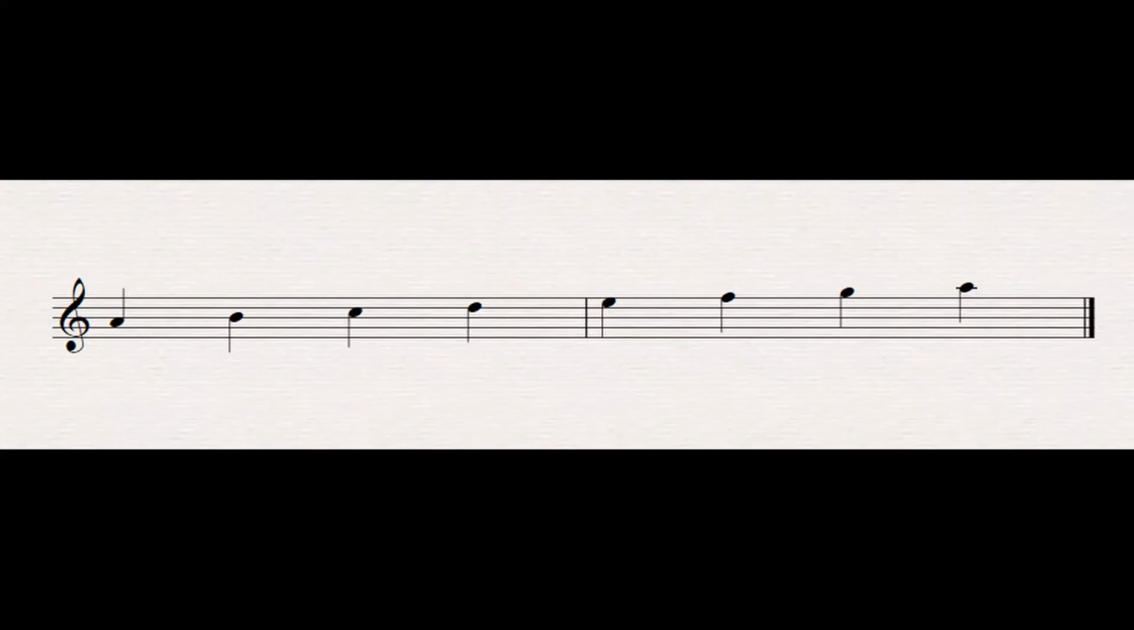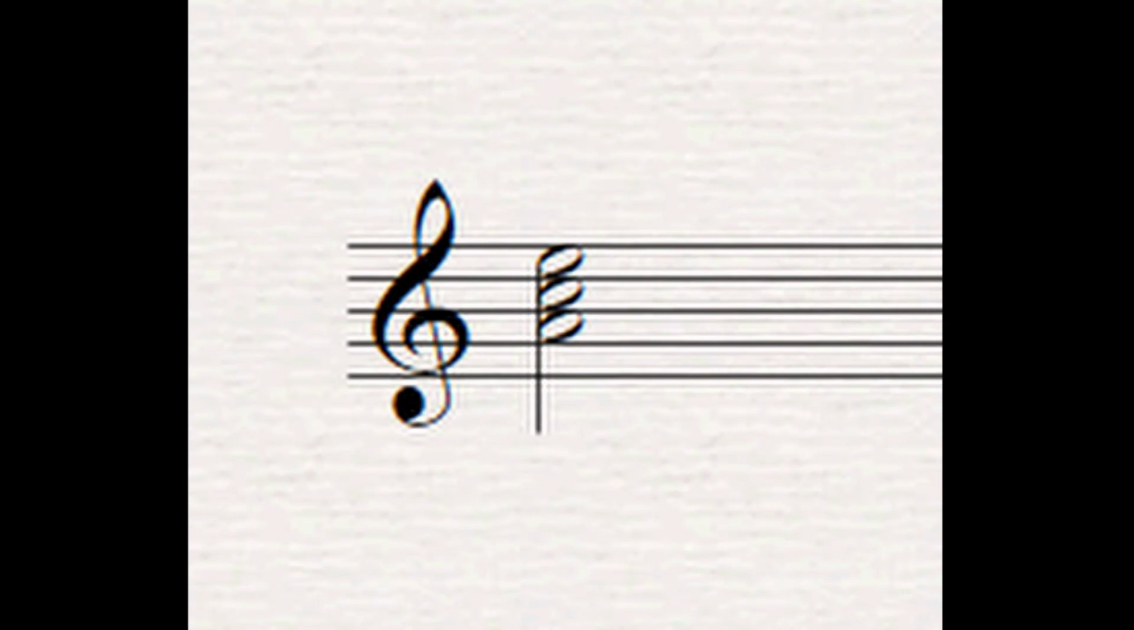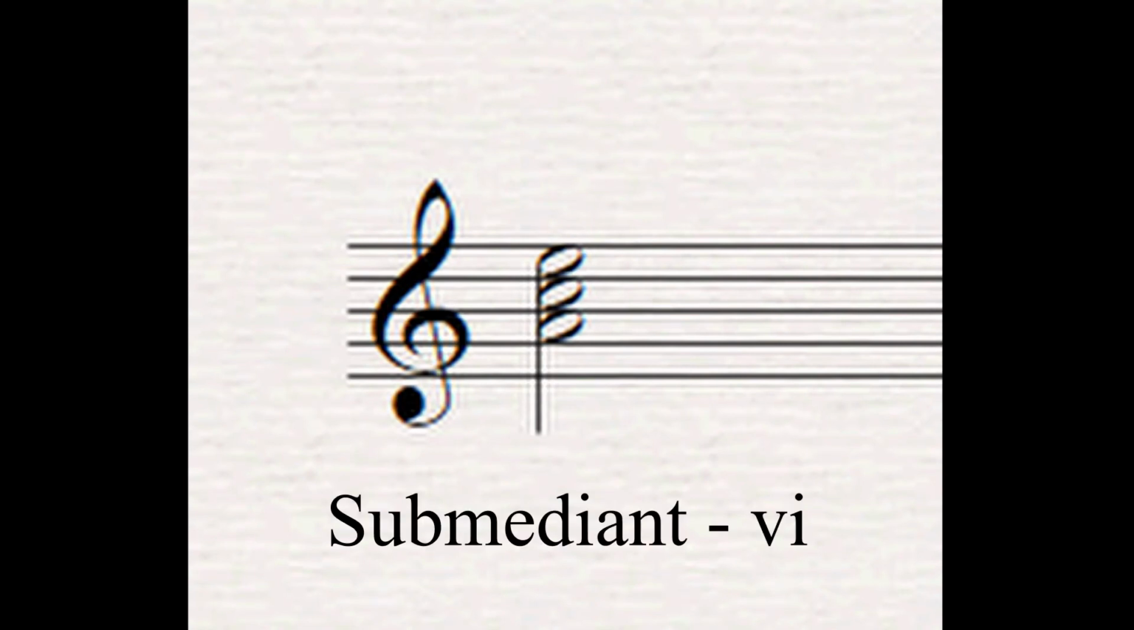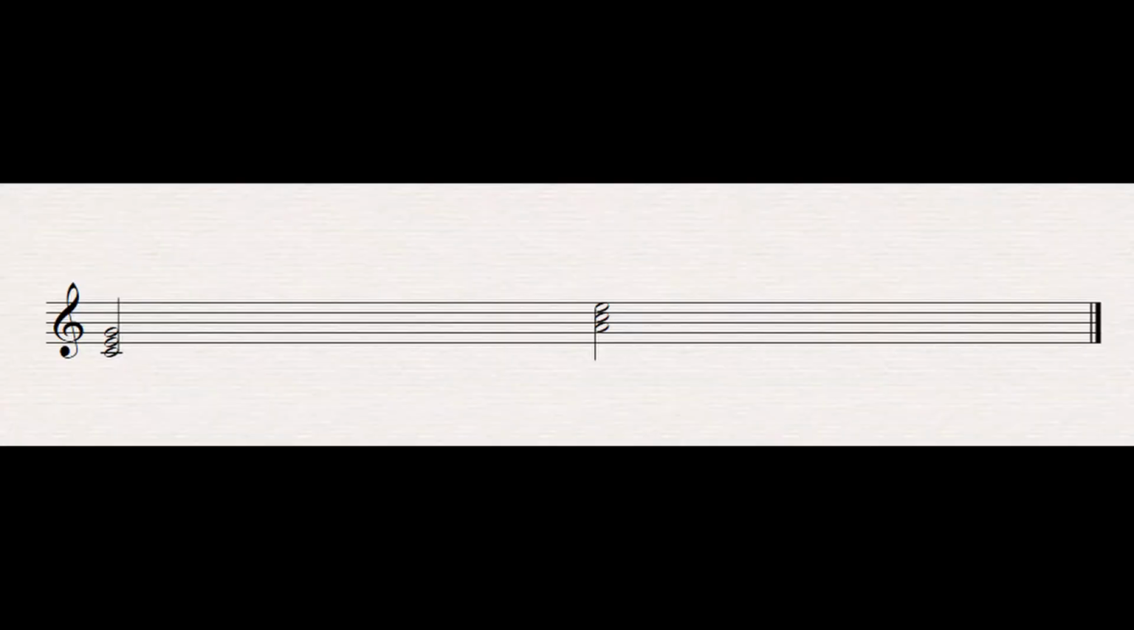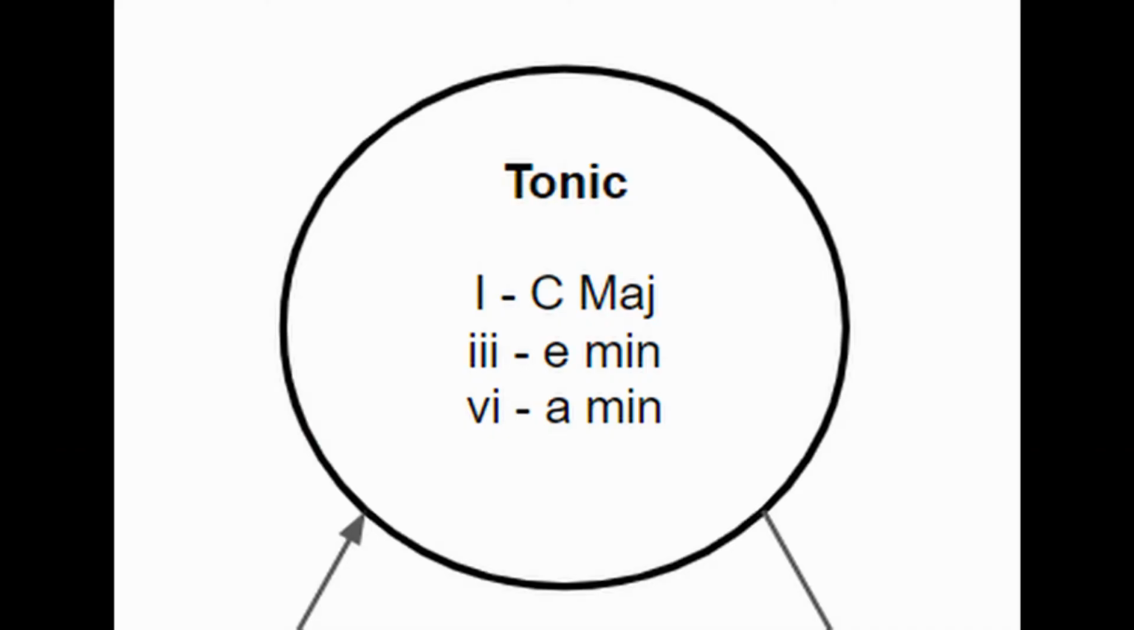Alright, next chord. The A gives us an Aeolian scale, which is the same thing as a natural minor scale. Because of this, we get an A minor triad, which is the submediant of C major. Note the similarity in sound between this chord and the tonic. This is what gives the A minor chord tonic function.